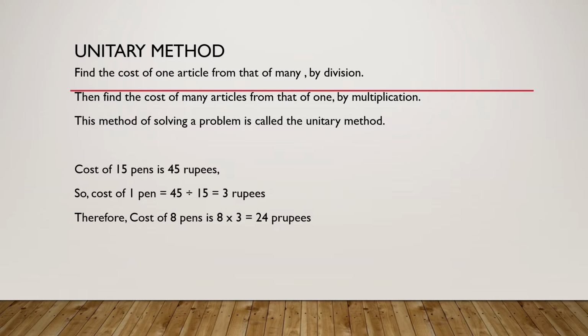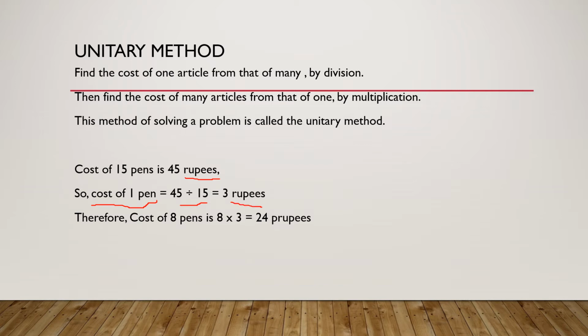The cost of 15 pens is 45 rupees is what the shopkeeper told her, correct? 15 pens is 45 rupees. Now, as the unitary method says, we need to find the cost of 1 pen. How do we find it? Yes, by dividing 45 by 15, which gives us 3, because 15 threes are 45. So the cost of 1 pen, Vijaya has got as 3 rupees.